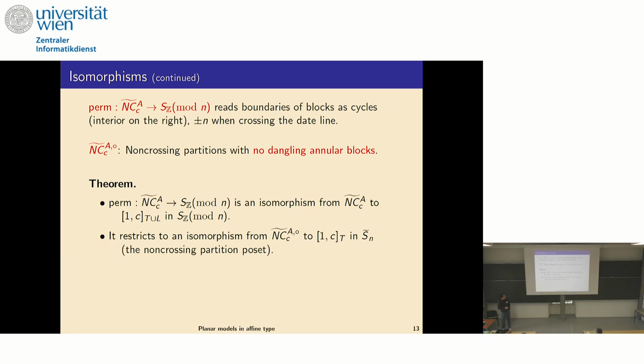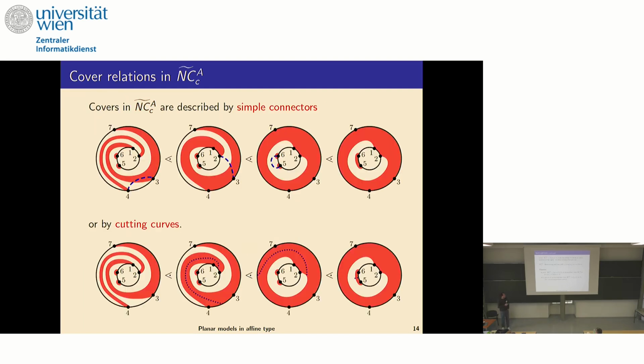And it restricts to an isomorphism from non-crossing partitions with no dangling annular blocks to the original interval from 1 to c. I have this sudden feeling that I've forgotten to also say that this larger interval, where we put in loops, is isomorphic to the McCammond and Sulway lattice that we were trying to construct. Okay, I think in the interest of time, I might skip over this.